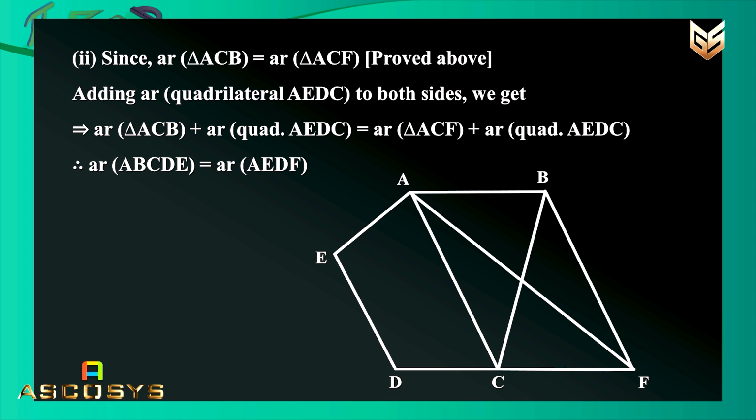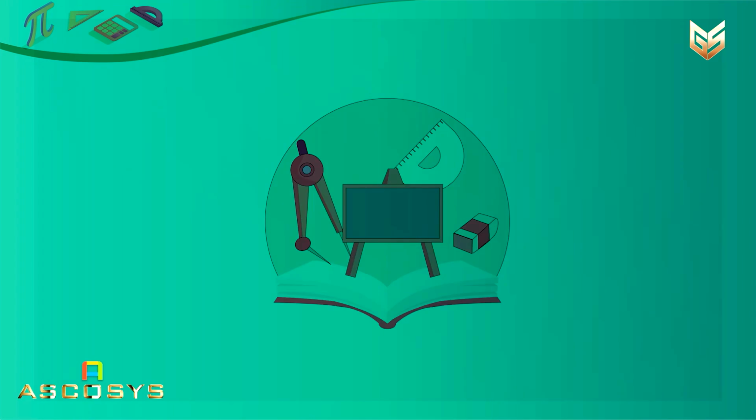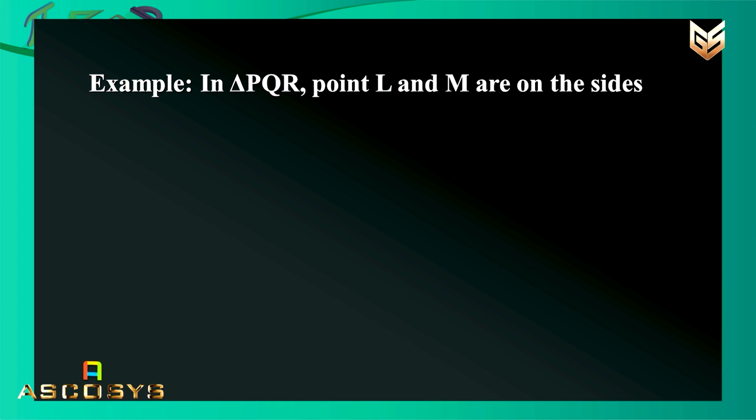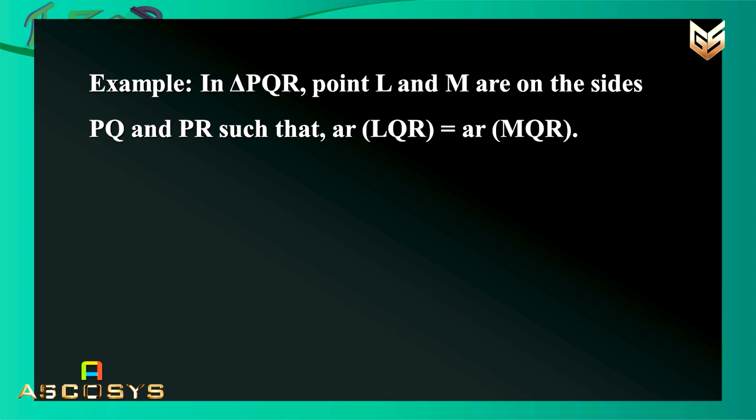As you can see in the figure, it is very clear from the figure that after adding the area of the quadrilateral, we have got our required results. Now, the next question is, in triangle PQR, points L and M are on the sides PQ and PR such that the area of triangle LQR is equal to area of the triangle MQR. You need to prove that LM is parallel to QR.